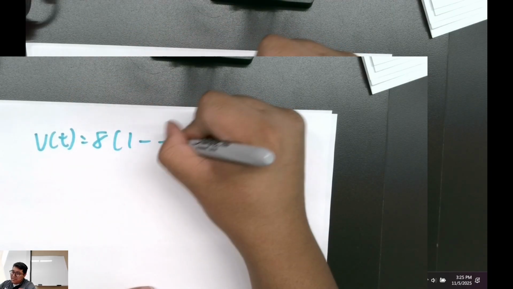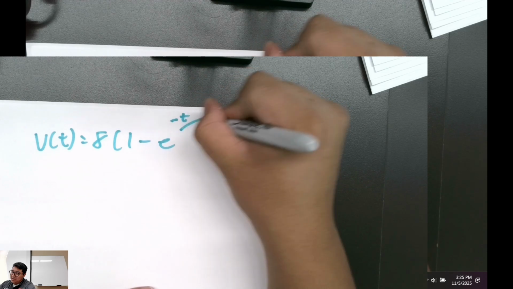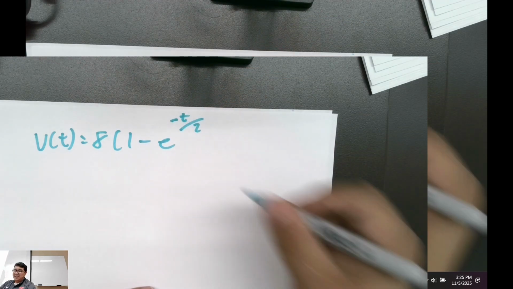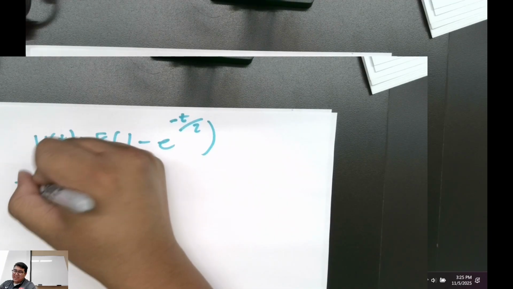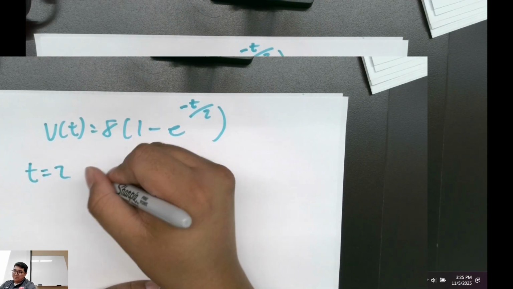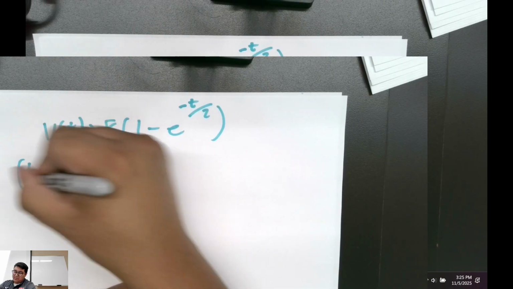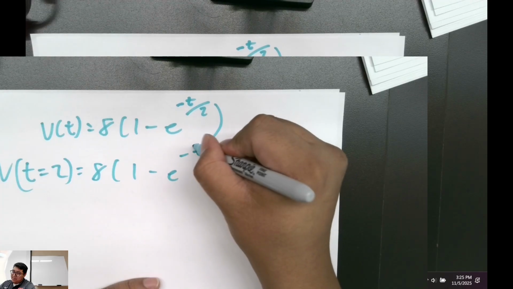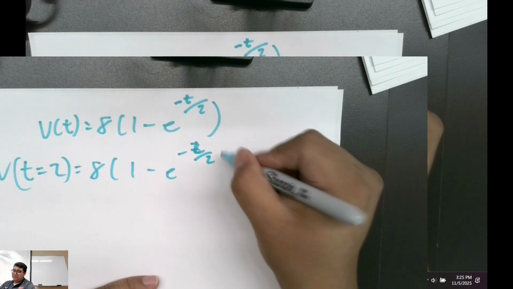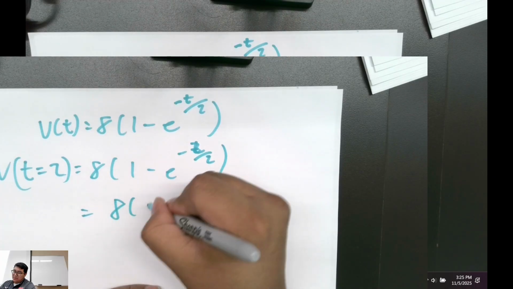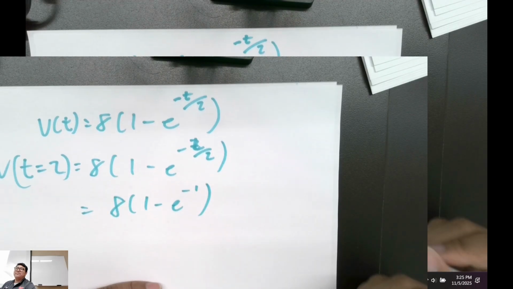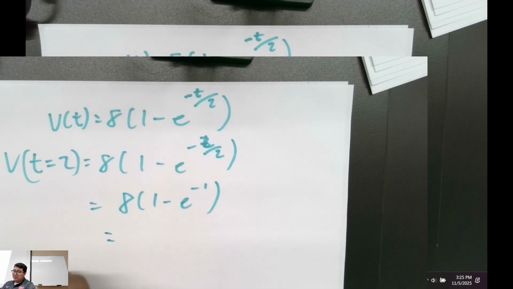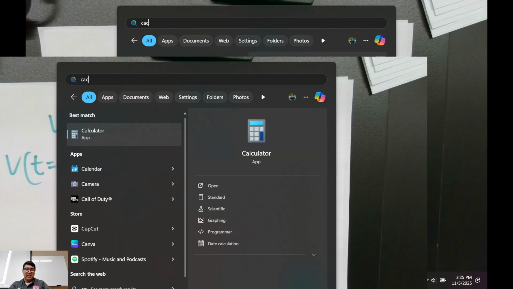8, 1 minus e to the, I'm going to punch in the answer, 2 seconds, correct? T is equal to 2 seconds, all right? 8, 1 minus e to the minus 2 over 2, right? Is equal to 8, 1 minus e to the minus 1. Is that good? What's this equal to? Calc.